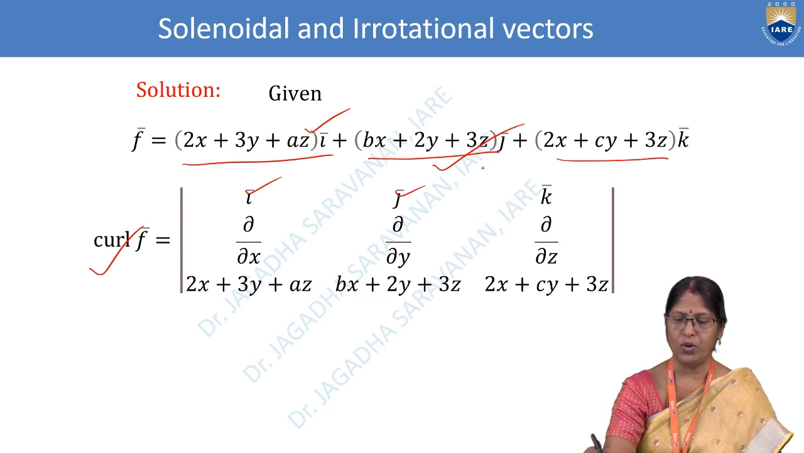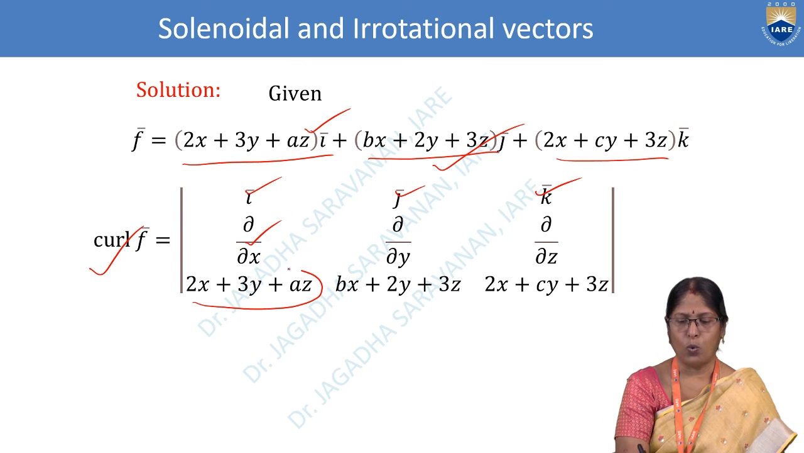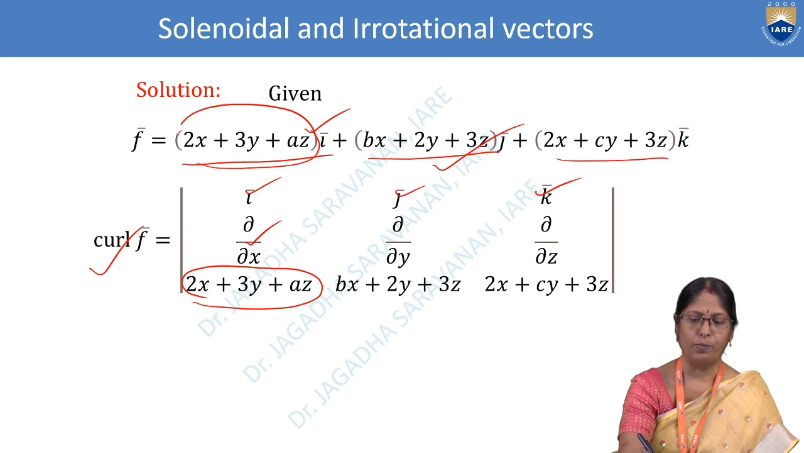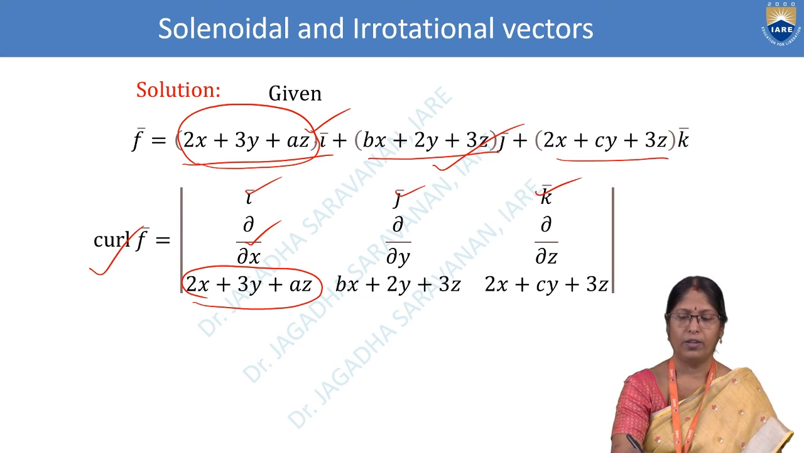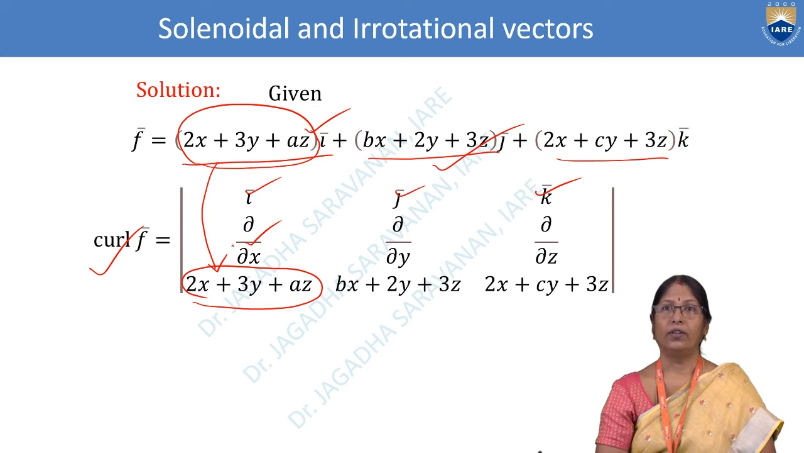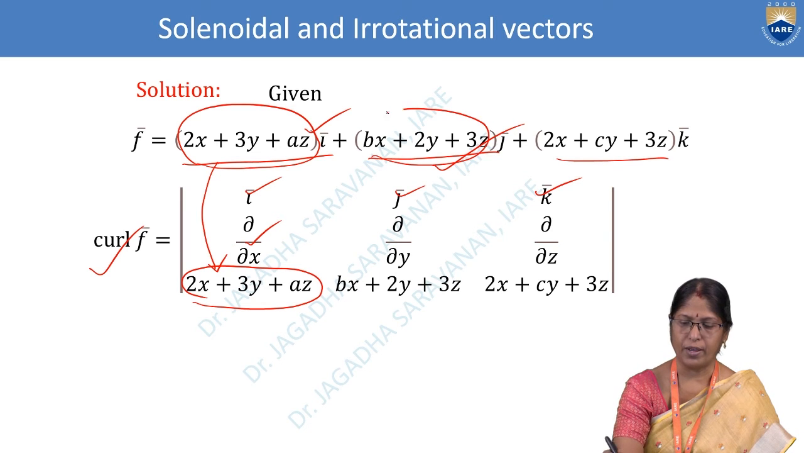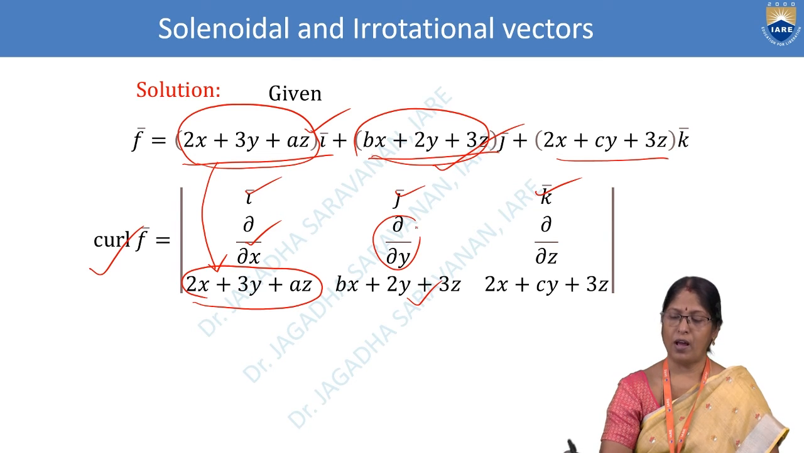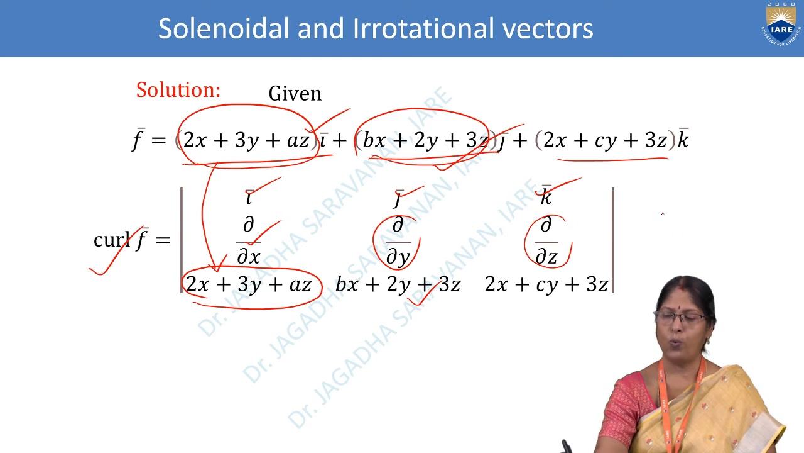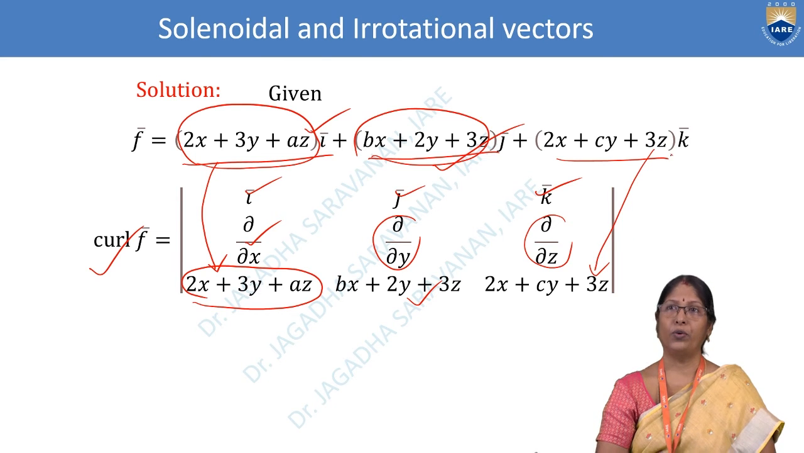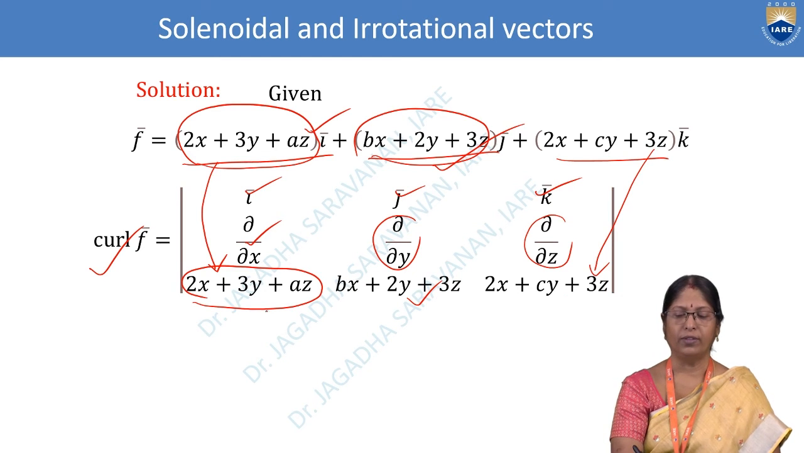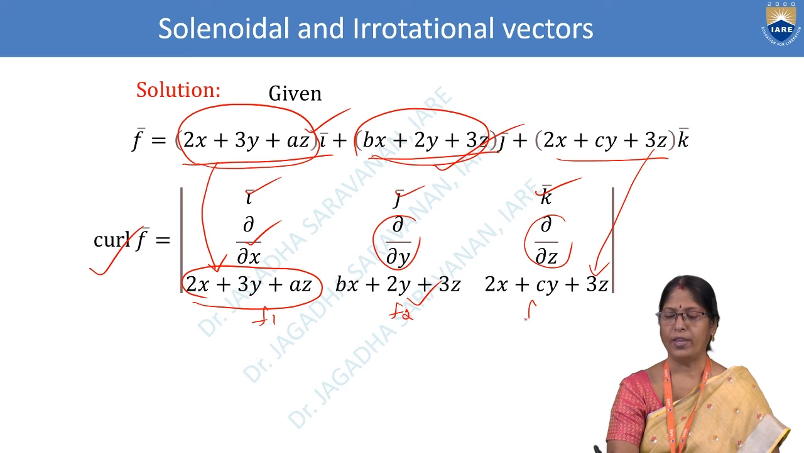So i, j, k, then dou by dou x, dou by dou y, dou by dou z. Under i, j, k, which are the mutually perpendicular unit vectors, here it is written f1, here f2, and the last one is f3 in the direction of the k unit vector. That is 2x plus 3y plus 3z. This is f1, f2, f3.